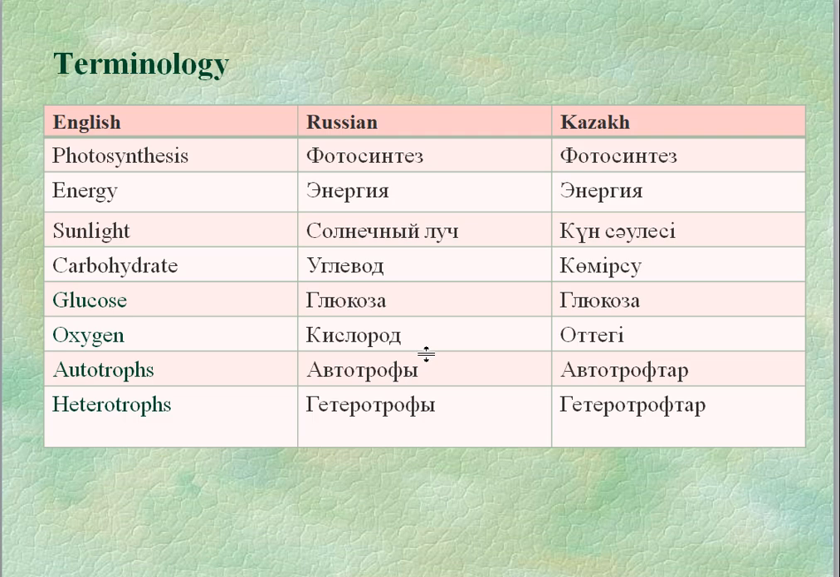Terminology in English: photosynthesis, energy, sunlight, carbohydrate, glucose, oxygen, autotrophs, and heterotrophs.